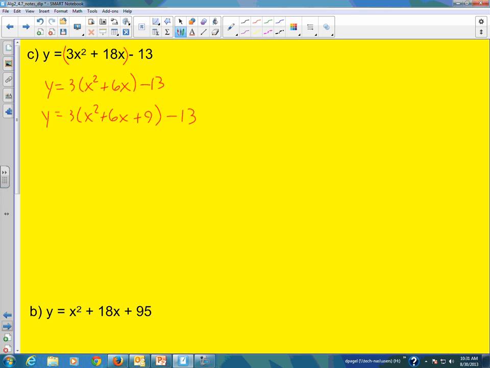Right? I actually didn't add 9 to the right-hand side. I added the product of 9 and 3, or 27. So that means over here, I need to add a 27.